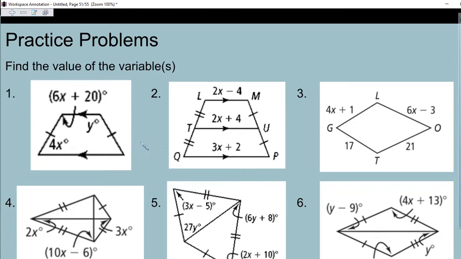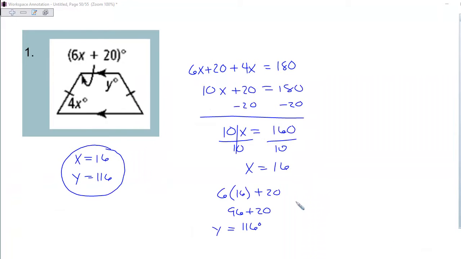All right, so let's take a look here at our first one. In this case, these are supplementary angles, so the relationship between my x's is that they will add up to equal 180. So combine our like terms, you get 10x plus 20 equals 180. Subtract the 20 to get 160. Divide by 10 and that gives us 16. Go back and plug it in for this angle up here because y and this angle are the same. Those are 2 base angles. So that gives us 96 plus 20 equals 116. So the answers for x and for y are 16 and 116.